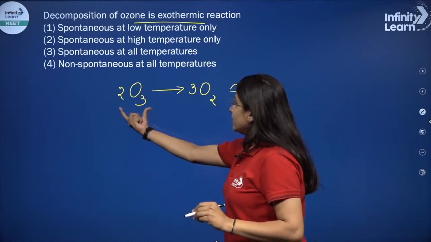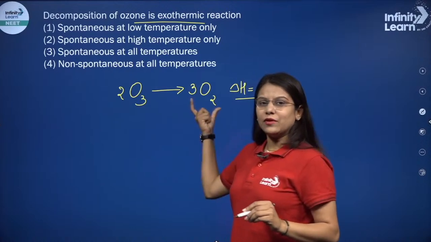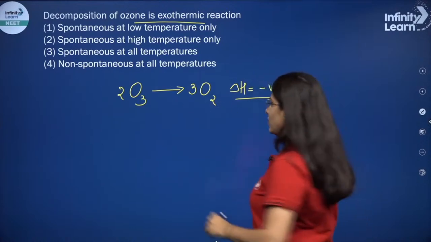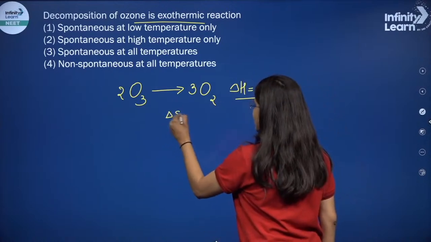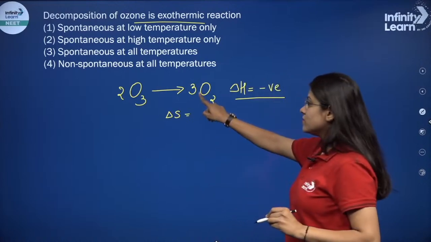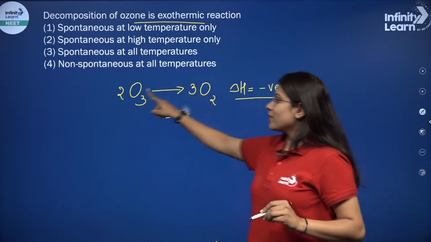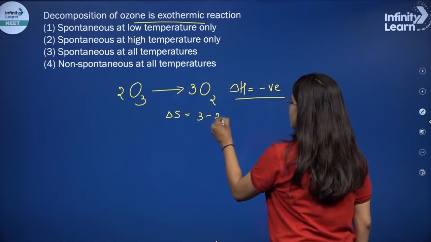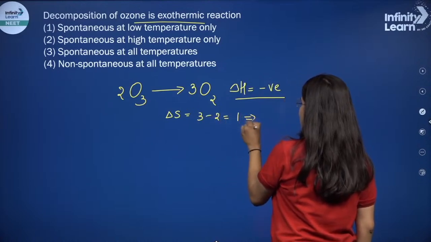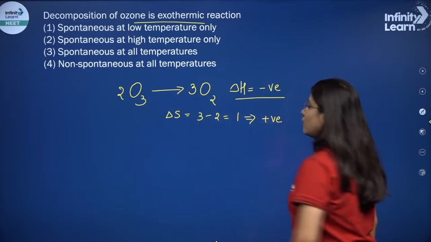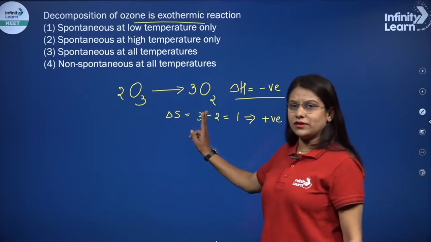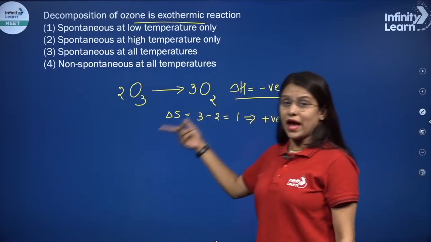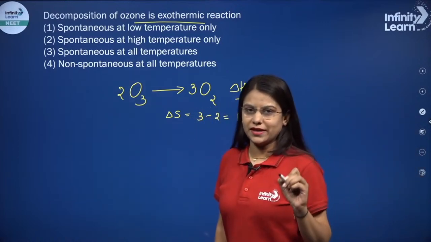Now, can I calculate the value of delta S from here? Yes, I can find it. You can see that the number of moles in the product is 3 and in the reactant it is 2. So 3 minus 2, it will be 1. Again, this is positive. So for this reaction, delta S is positive and delta H is negative. Why? Because it is an exothermic reaction.